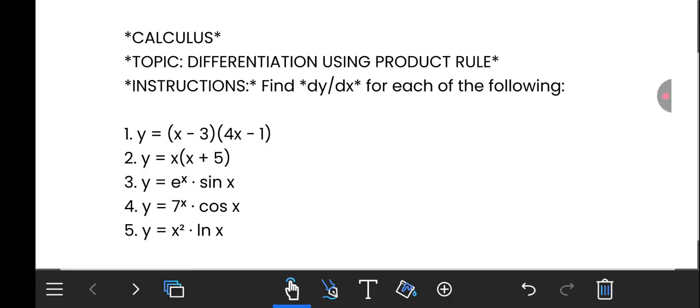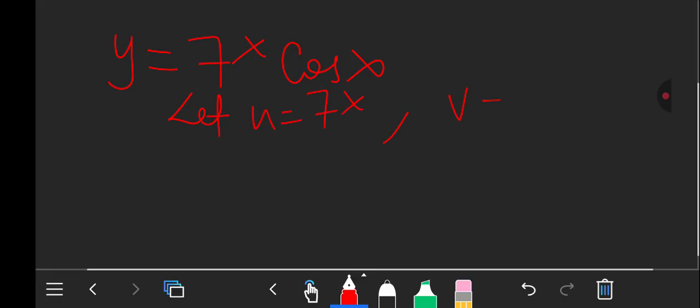Let's move on to the next question. The next question is y is equal to 7 to the power x cos x. So let u be equal to 7 to the power x, v be equal to cos x. What is our u prime? Our u prime, we mentioned that when you've been given 7 to the power x, then the derivative is 7 to the power x times ln 7.